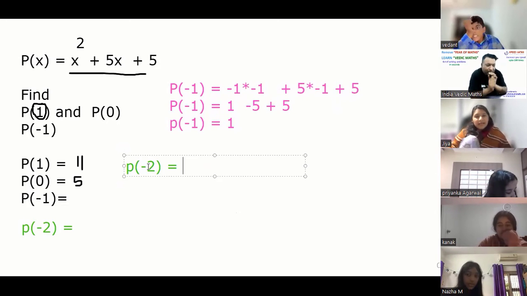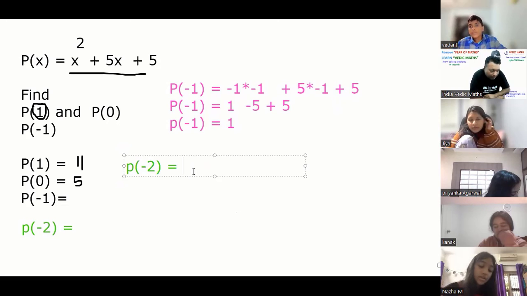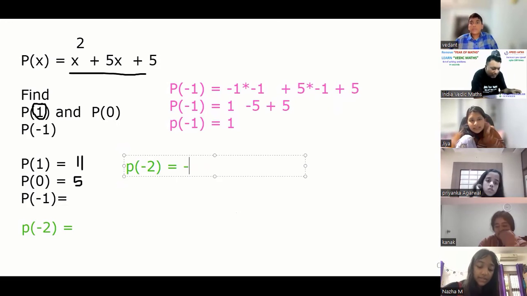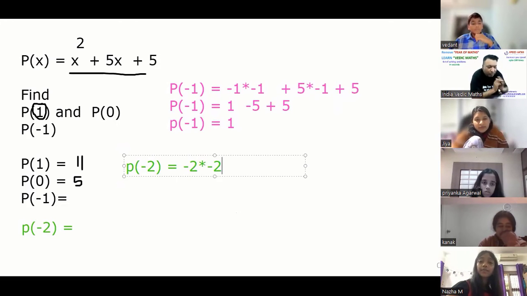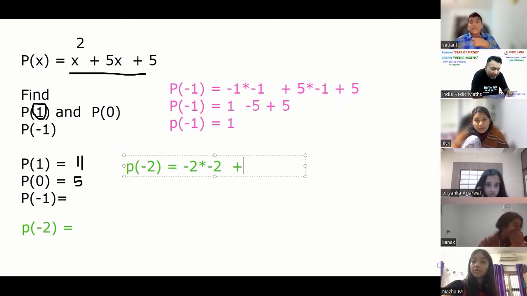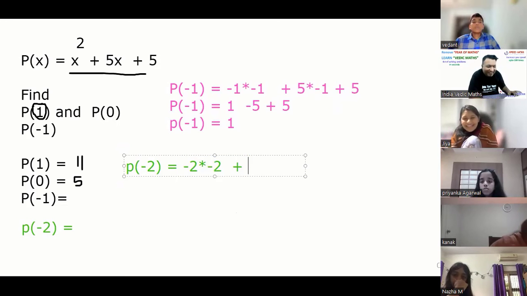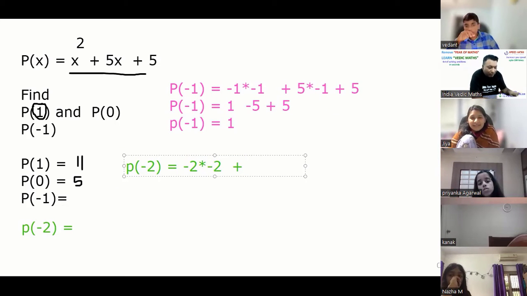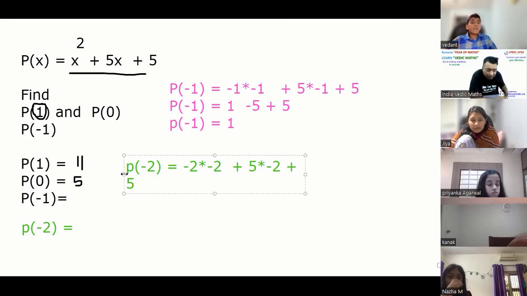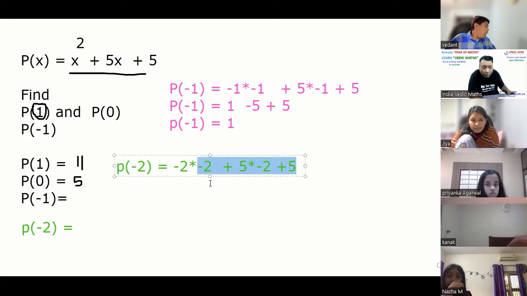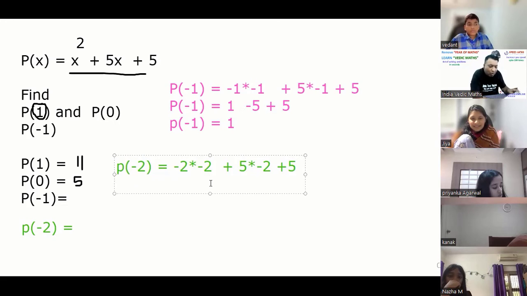Okay. So first I will do negative x squared, so -2 times -2. First write it. Then +5 times -2. And lastly, +5. Correct. So we have just substituted as of now. We have not solved it. Only substituted. Now you will start solving each by each.